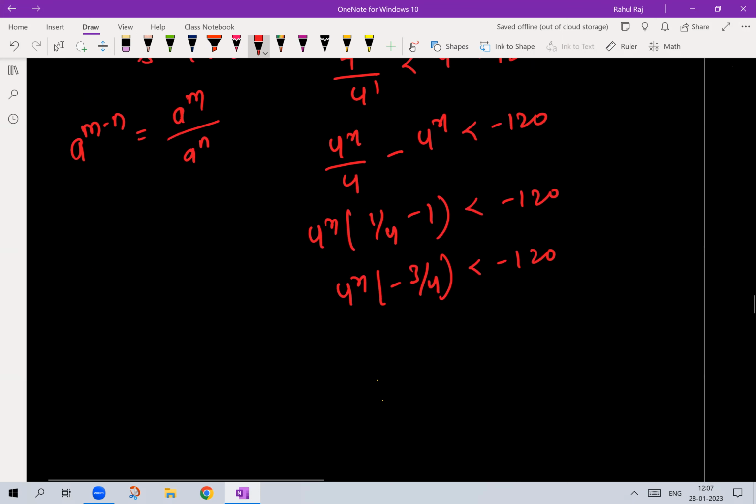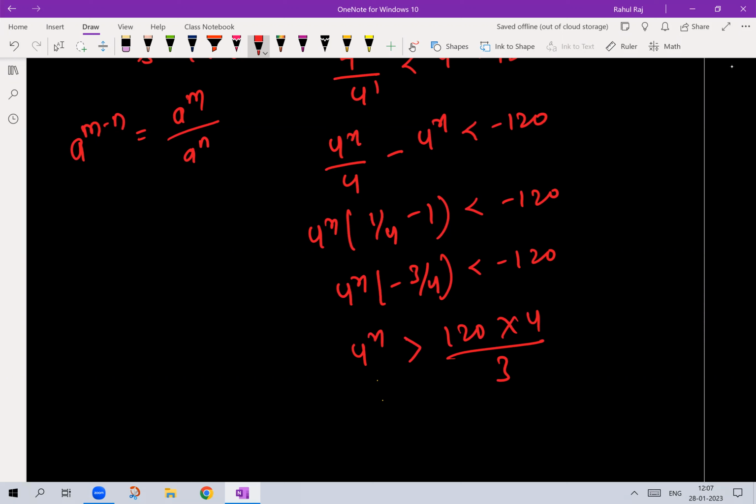Now what we are doing, we will multiply by negative and take 4 and 3 on the other side, we can cross multiply 4 and 3 because these are not variables. You can't cross multiply variables, that's it. So if I multiply by negative, what happened? It becomes 4 to the power x greater than 120 into 4 by 3. Anyone has problem in this step? Please tell me. Manan, Shreya, is this clear?